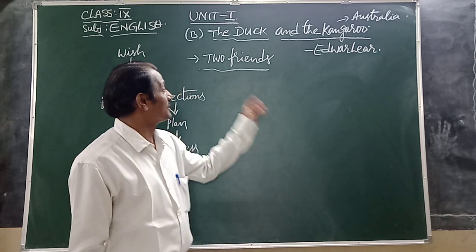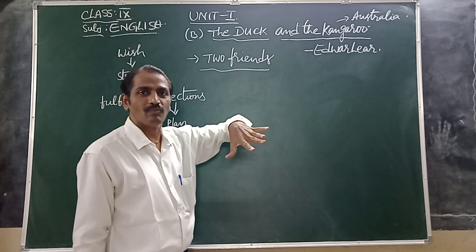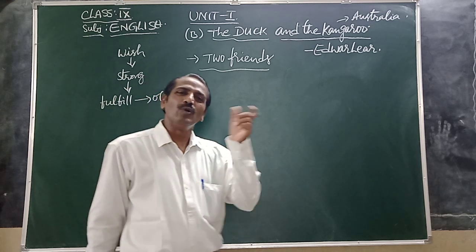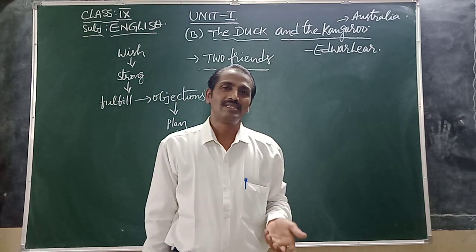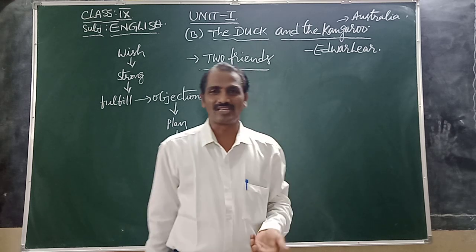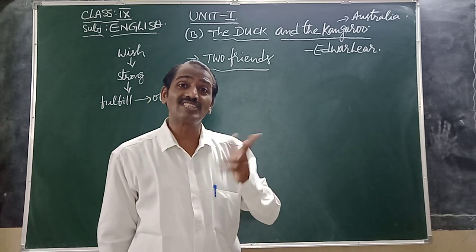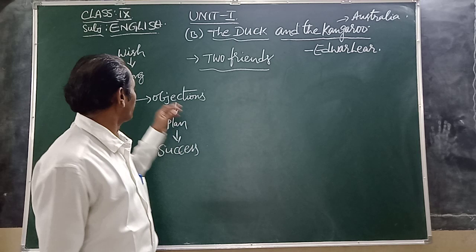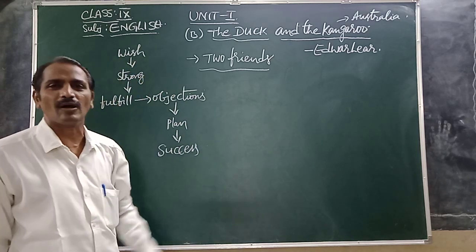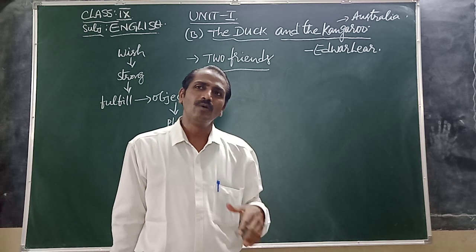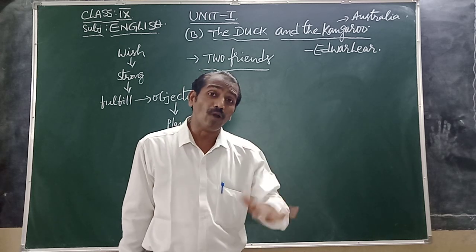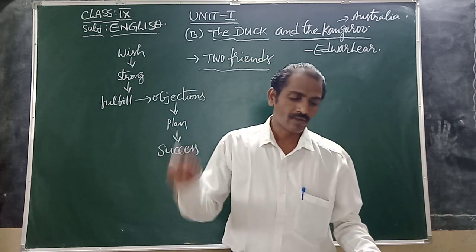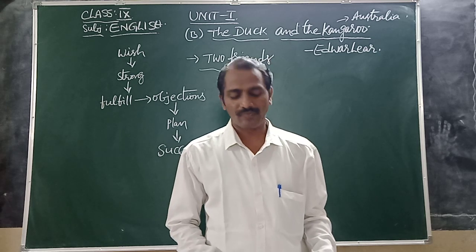In this poem, the poet represents a good friendship. He brought out good qualities, especially how friends helped one another. For example, if anyone has a strong wish, how does the wish get fulfilled? Now look at page number 16, all of you. The Duck and the Kangaroo.